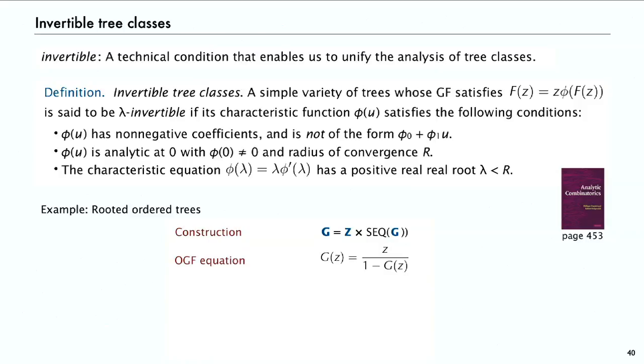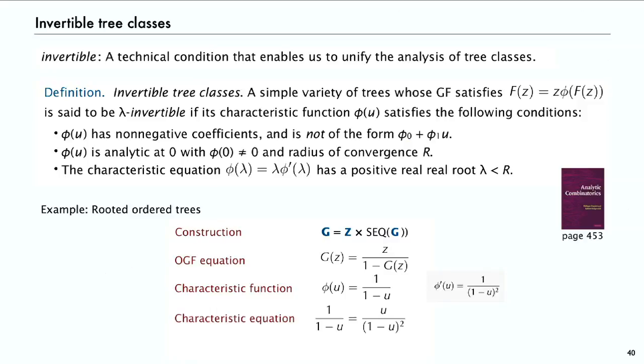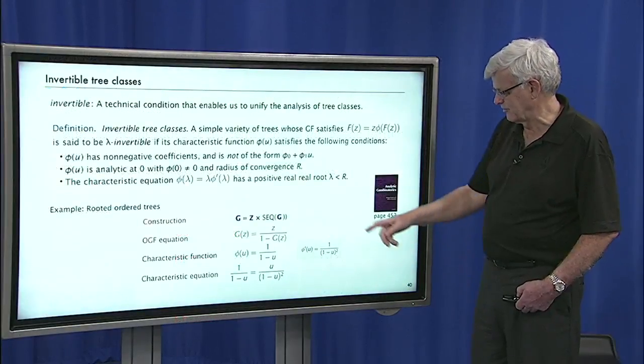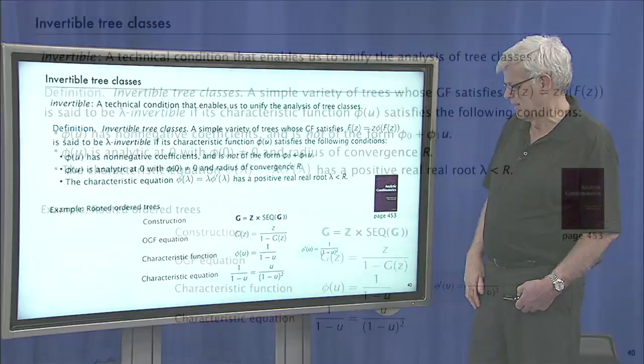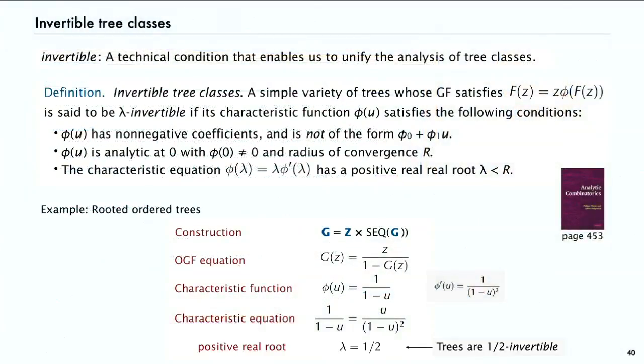The generating function is z over 1 minus g of z. So phi of u is 1 over 1 minus u. Phi prime of u is 1 over (1 minus u) squared. So the characteristic equation is this equal to lambda u times that. So 1 over 1 minus u equals u over (1 minus u) squared. And that's true for u equals 1/2.